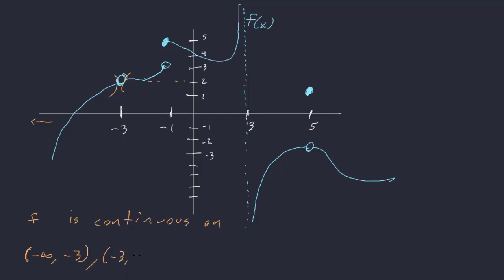Sorry, -3 to -1. Okay, then it's continuous from -1 closed up to 3 open. So notice I'm not putting unions here. You may recognize that.